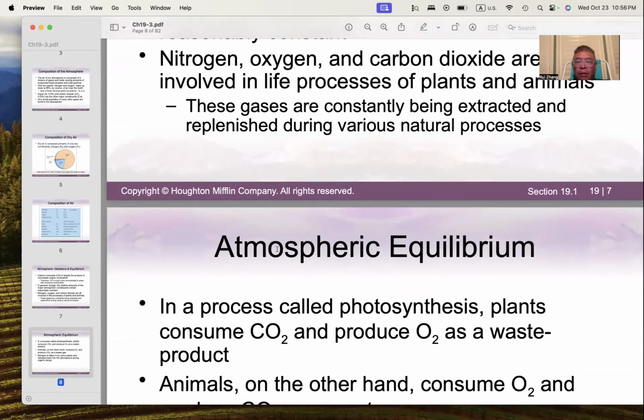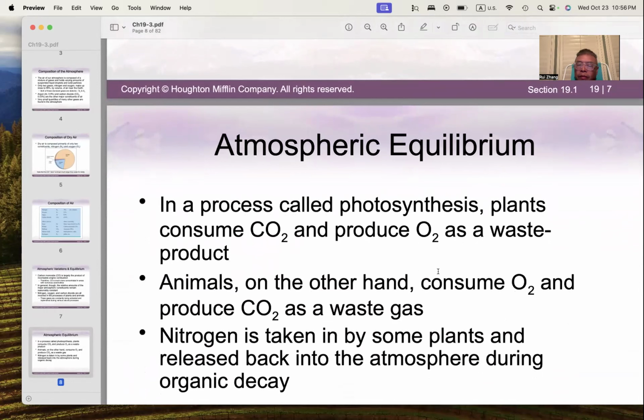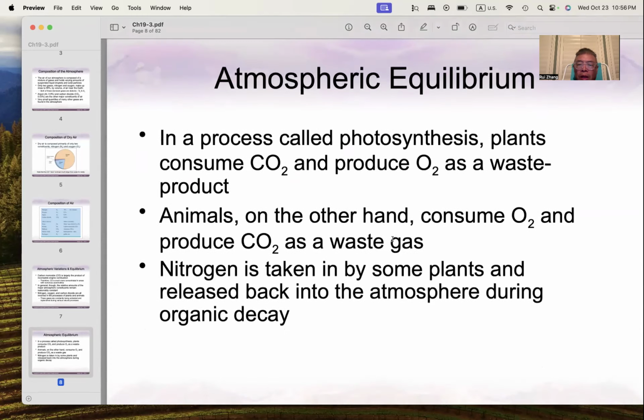The most important thing for the atmosphere is called the atmospheric equilibrium. This is a process of going back and forth between carbon dioxide and oxygen. First, there's photosynthesis, done by plants. It consumes carbon dioxide and produces oxygen. On the other hand, animals consume oxygen and produce carbon dioxide. For example, we breathe in oxygen and breathe out carbon dioxide.